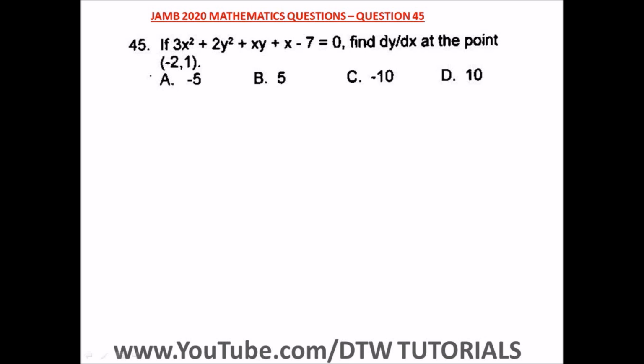Little by little, we draw closer to the end of this past question. So question number 45 of the JAMB 2020 maths past question says that if 3x² + 2y² + 3y + xy - 7 = 0, find dy/dx at the point (-2, 1).